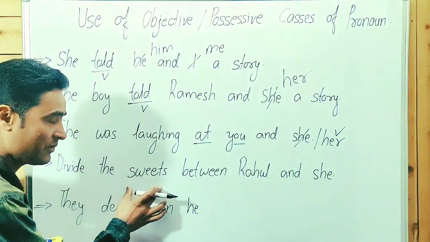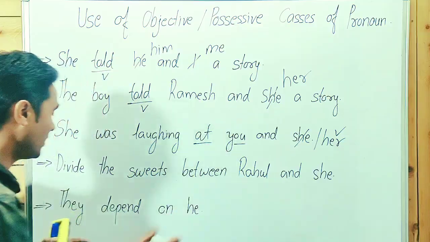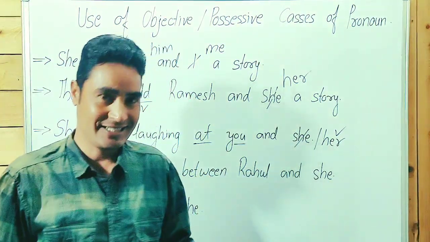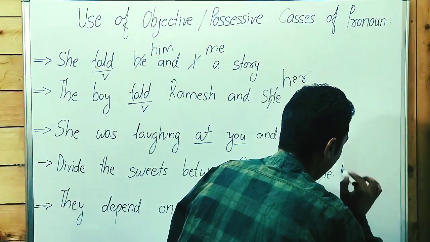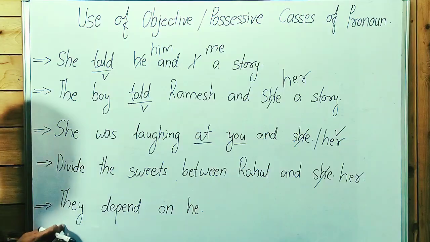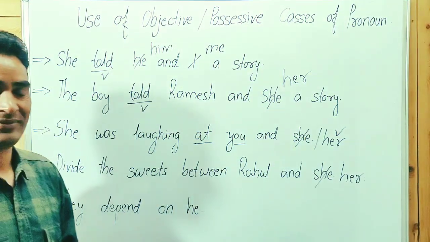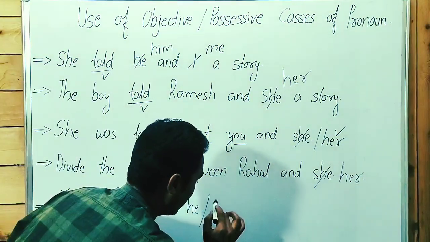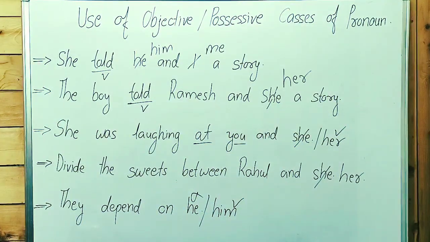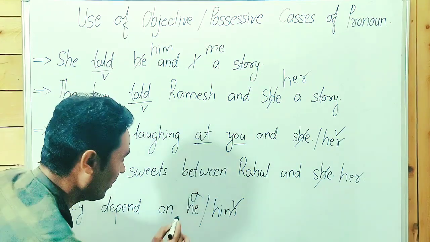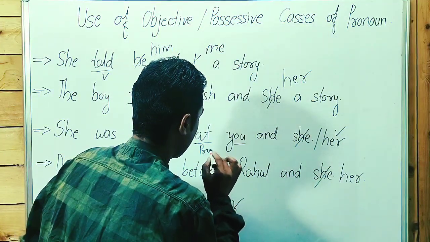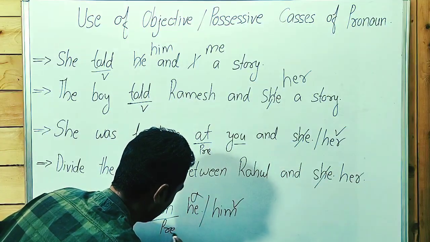Divide the sweets between, guys, point to be noted. Divide the sweets between Rahul and she, not here, Rahul and her. "She" is the subjective case, so it should be her, not she. They depend on he, not. Okay, "he" is the subjective case. We have to write him. They depend on him. "On" is a preposition over here. Let me write, guys, point to be noted. "At" is a preposition. Here "on" is a preposition.